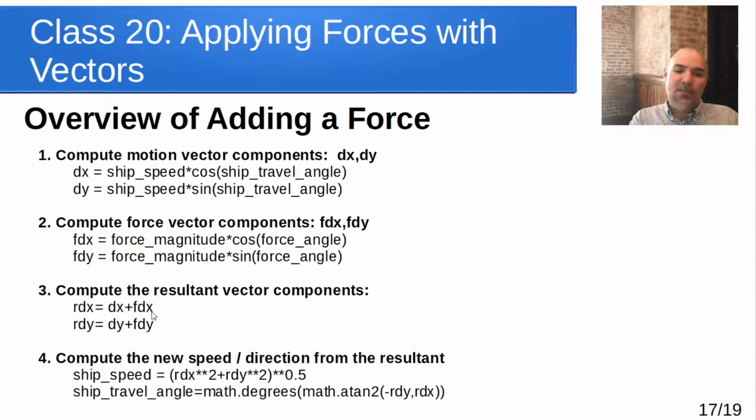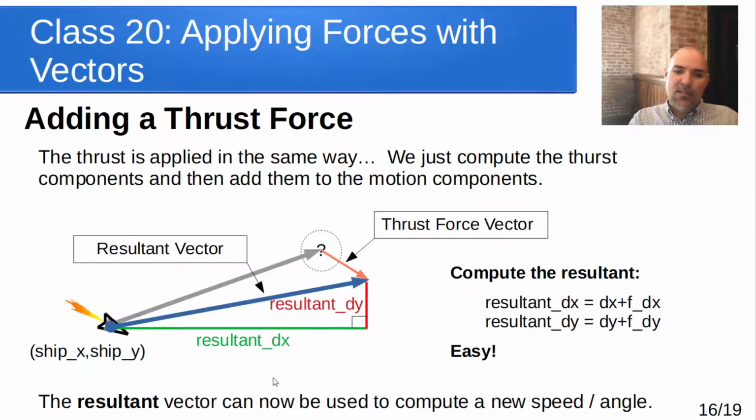Add the dx and dy, or f dx to dx, f dy to dy, and now we have the resultant vector. And that is now how the ship is moving at a different speed and at a different angle. And so now we just compute those. So ship speed, we do that with the Pythagorean theorem. Square root of r dx squared plus r dy squared. We're just solving for the hypotenuse of that new triangle down here. We're solving for the length of this.